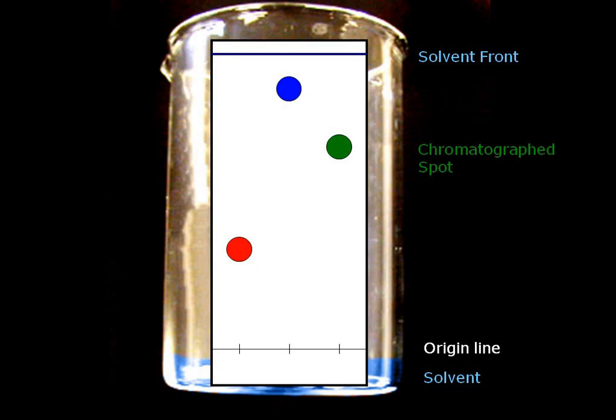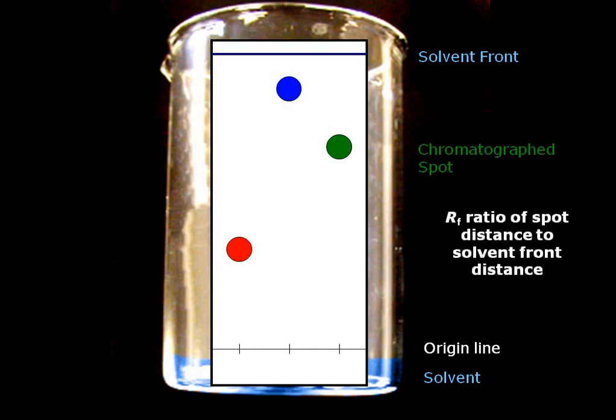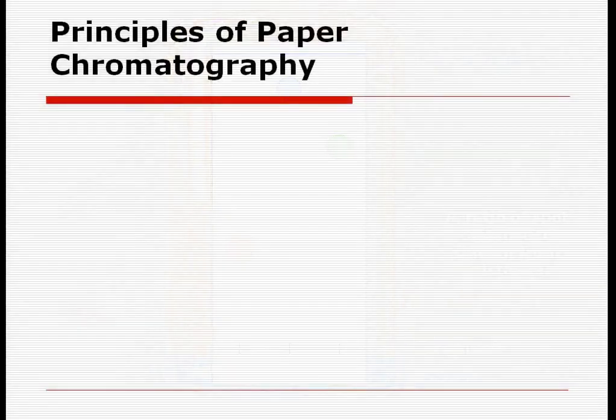After that, we calculate the Rf value. What is the Rf value? Rf is the ratio of the spot distance to the solvent front distance. Principle of chromatography.